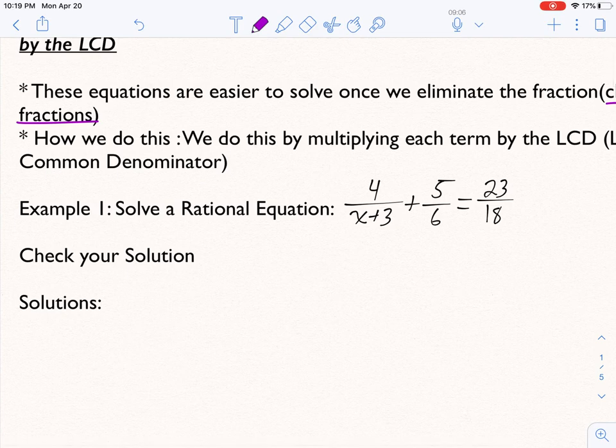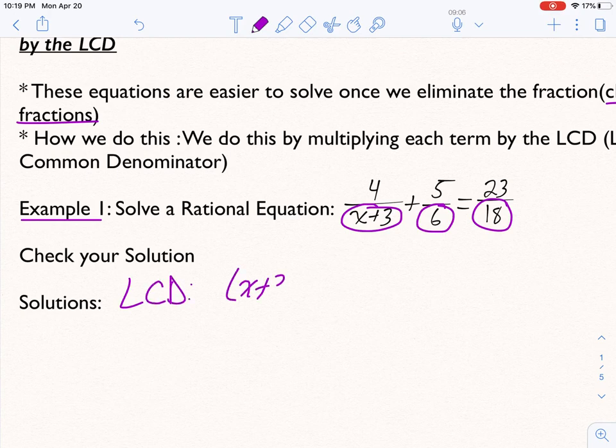So when looking at example 1, I've got an x plus 3 in one denominator. I've got a 6 in another denominator and 18 in the last one. So first off, that x plus 3 has to be included in my denominator because that's a quantity. Then I have 6 and 18. Okay, what number do both 6 and 18 go into? Well, they both go into 18.